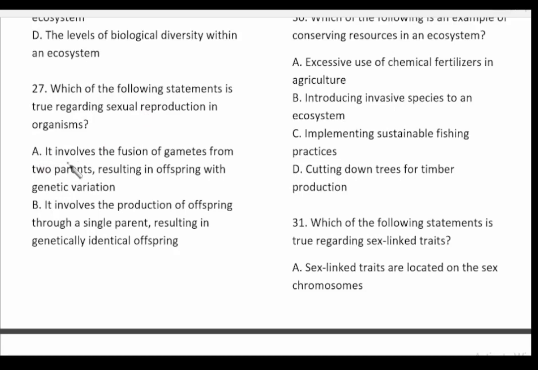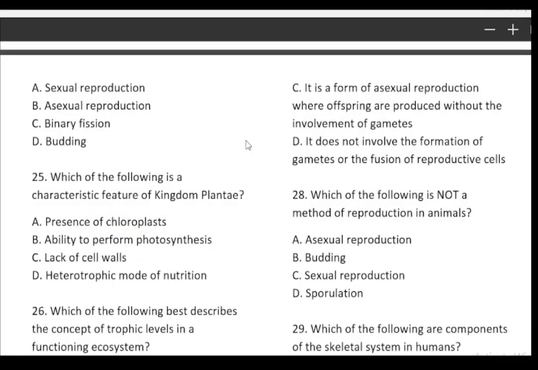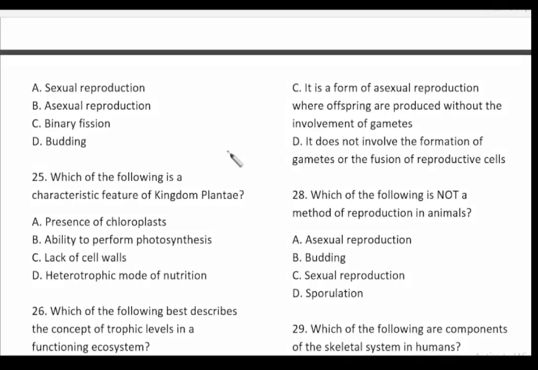A says it involves the fusion of gametes from two parents, resulting in offspring with genetic variation. B says it involves the production of offspring through a single parent, resulting in genetically identical offspring. C says it is a form of asexual reproduction where offspring are produced without the involvement of gametes. And option D says it does not involve the formation of gametes or the fusion of reproductive cells.